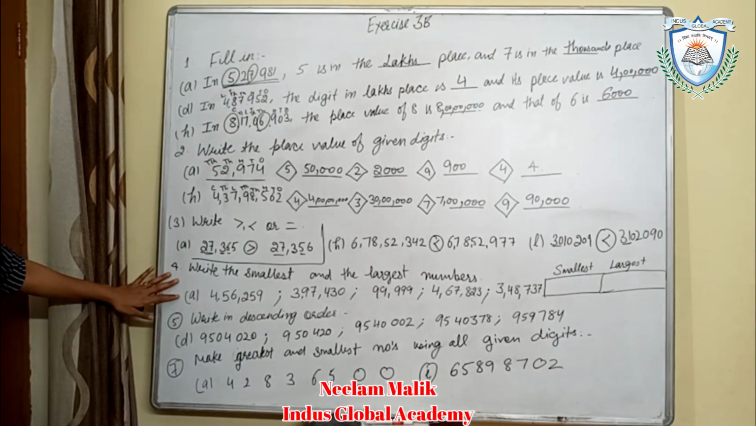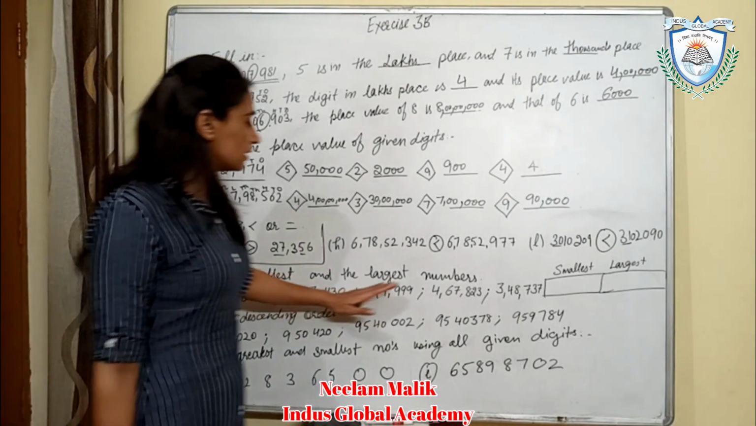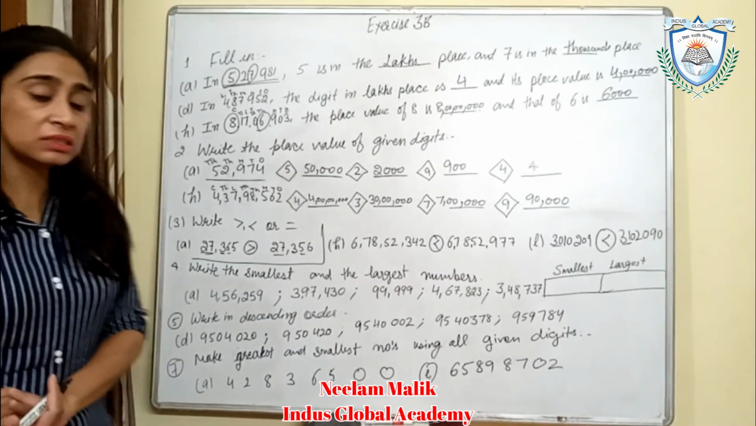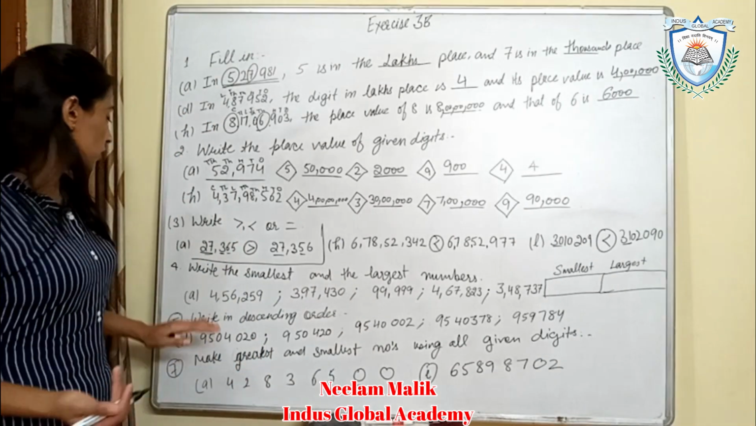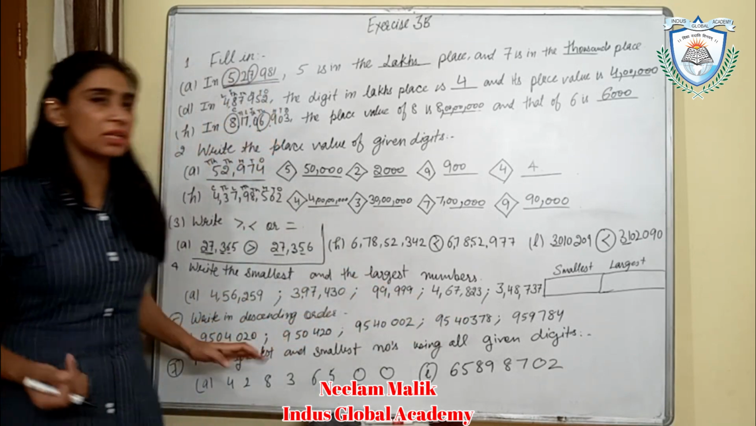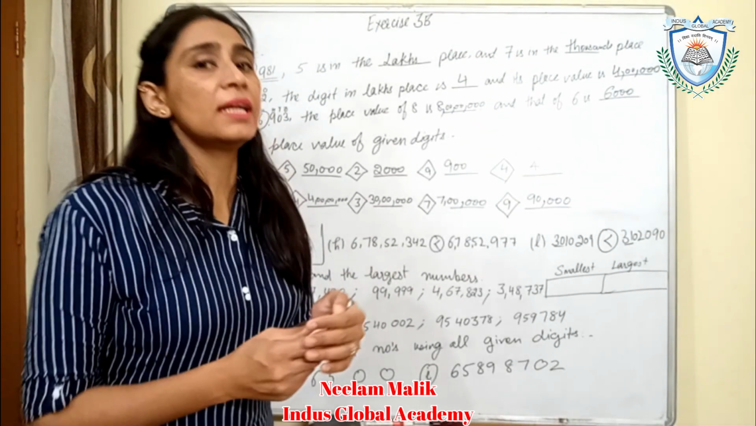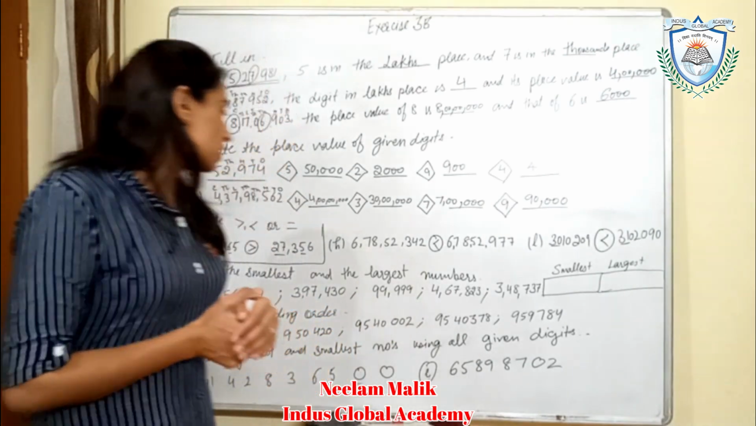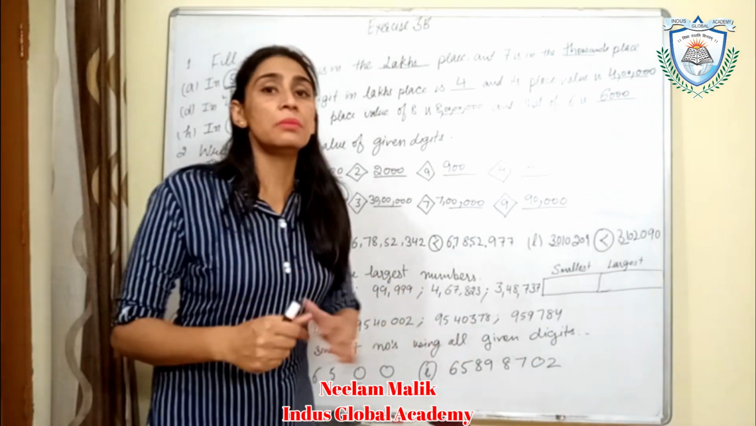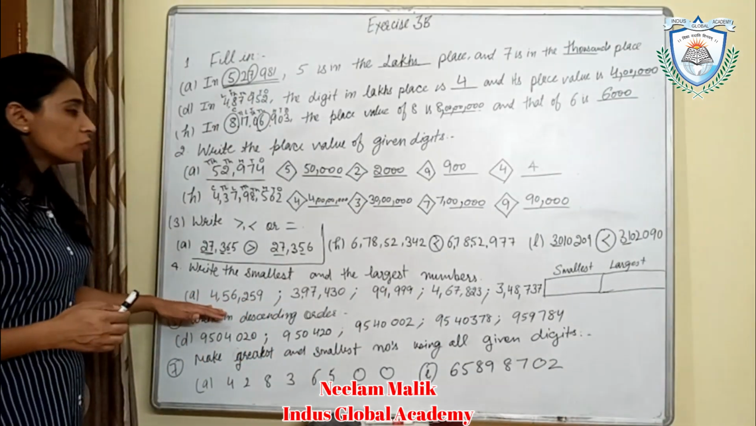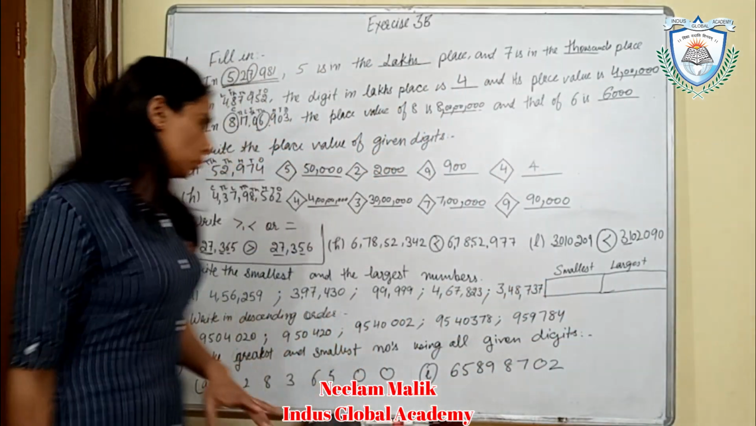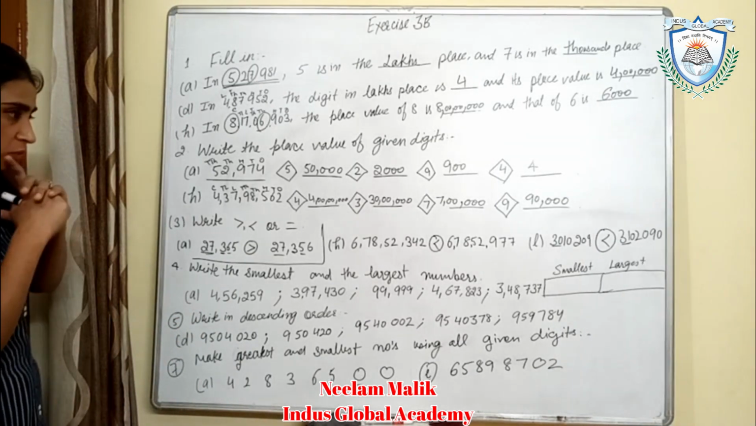In the question number 4, write the smallest and the largest number. Smallest and largest means there are few numbers given from which we have to select the smallest number. Smallest means सबसे छोटा and largest means सबसे बड़ा. From here we have to select and write that number in the boxes given in our book. So which number is smallest? First look at the numbers.